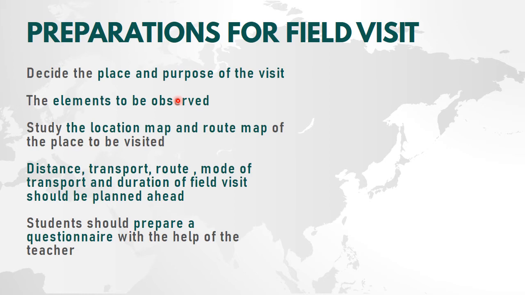In the beginning of the chapter, we learned that the main aim of a map is to find the location of a place. So, isn't it necessary to study the location map and route map of the place to be visited? Once we decide the location and the route that we are going to take, we need to know how will we travel, what is the distance to be covered, which will be the best route, and what will be the duration of field visit.